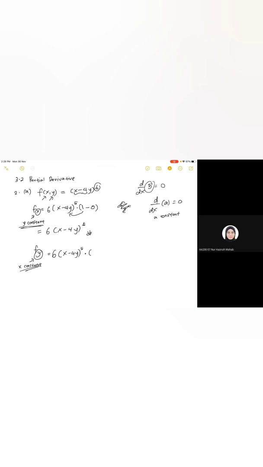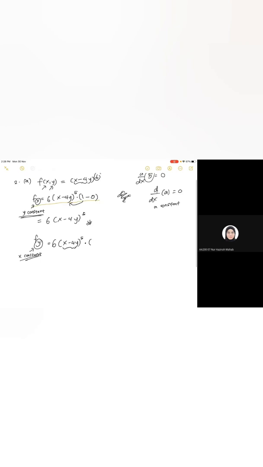Then multiply by the differentiation of the inside with respect to y now. So when you want to differentiate with respect to y, the x is constant. So x now will be 0, the y now will be 4. Understand? Because we want to differentiate d/dy of negative 4y, so we get negative 4. So we multiply. Negative 4 is a constant, 6 is also a constant. So negative 6 times 4 will be negative 24, (x − 4y) to the power of 5.